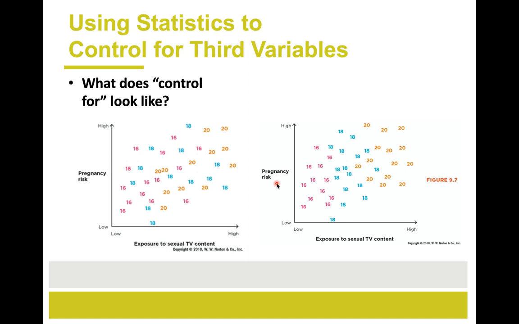As you age, your risk of pregnancy naturally increases. As you age, your exposure to sexual content naturally increases. Exposure to sexual content and pregnancy risk do not have a causal relationship with one another. They are correlated, but these data show that after we control for age, the relationship between pregnancy risk and sexual content disappears. If we factor in age, then this original relationship goes away. And what's actually important is the variable of age.